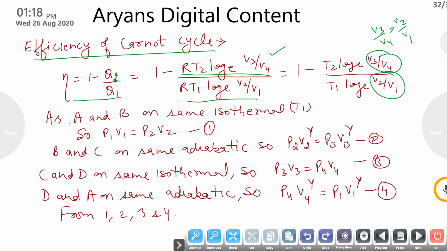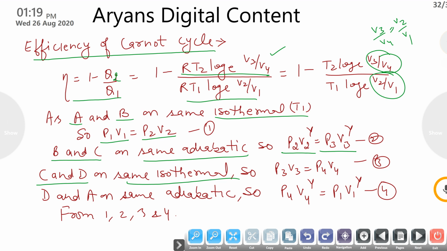First, as A and B are on the same isothermal curve, I can say that in the isothermal equation, P1 V1 is equal to P2 V2. Similarly, B and C are on the same adiabatic curve, so the adiabatic equation is P2 V2 gamma is equal to P3 V3 gamma. This is the second equation. And C and D are again on the same isothermal curve, so according to the isothermal equation, P3 V3 is equal to P4 V4.